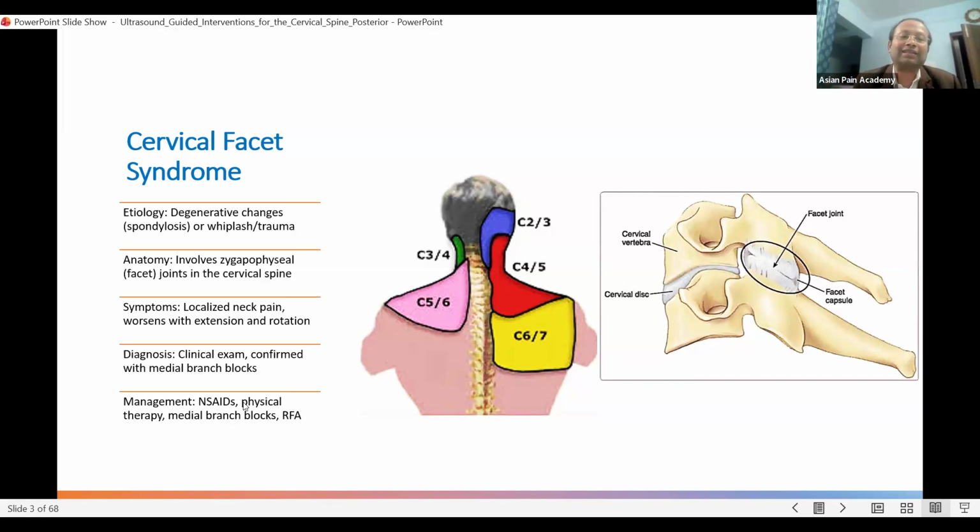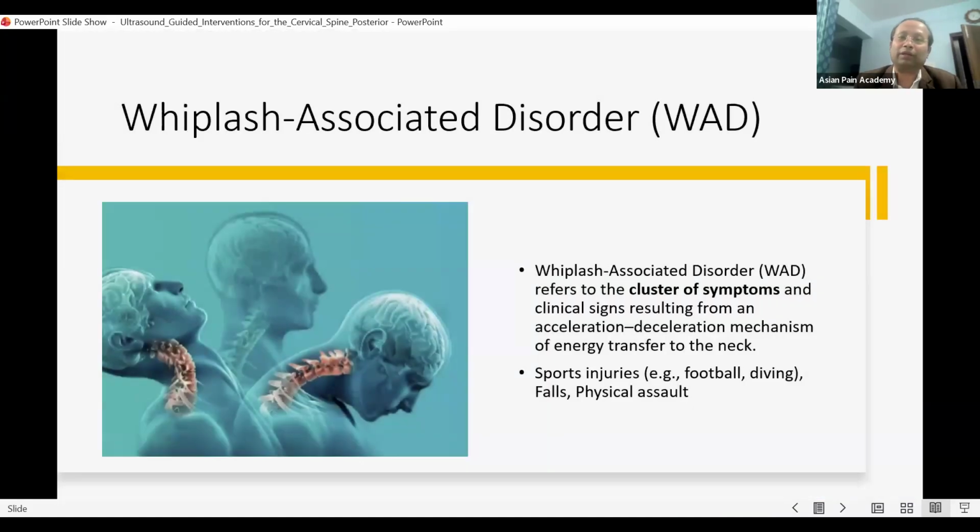So management wise: NSAID, physical therapy, medial branch block and RFA. Remember, medial branch block is most of the time a diagnostic block. So what is the definitive treatment? It is radiofrequency therapeutic treatment.